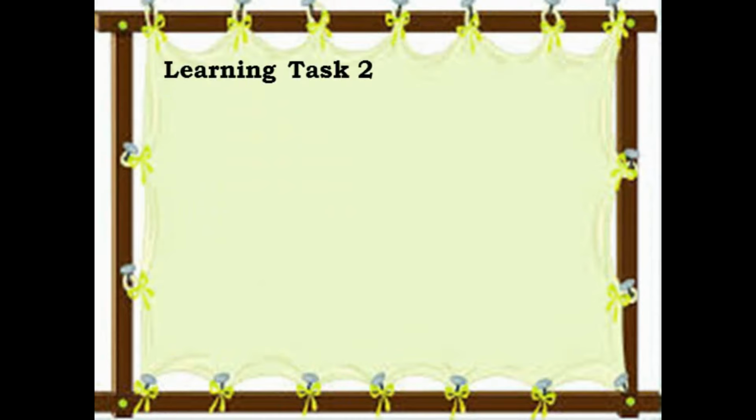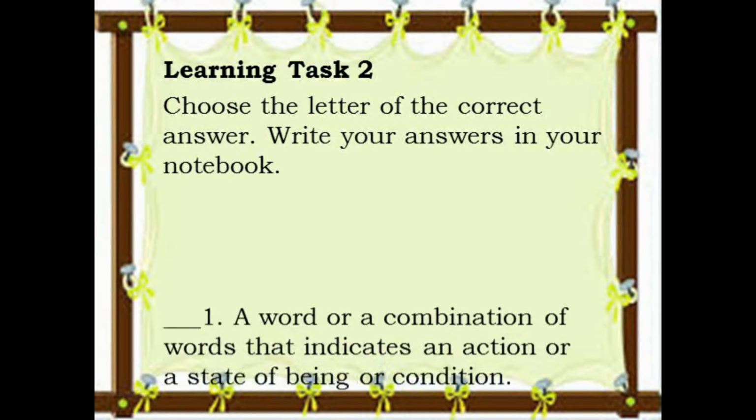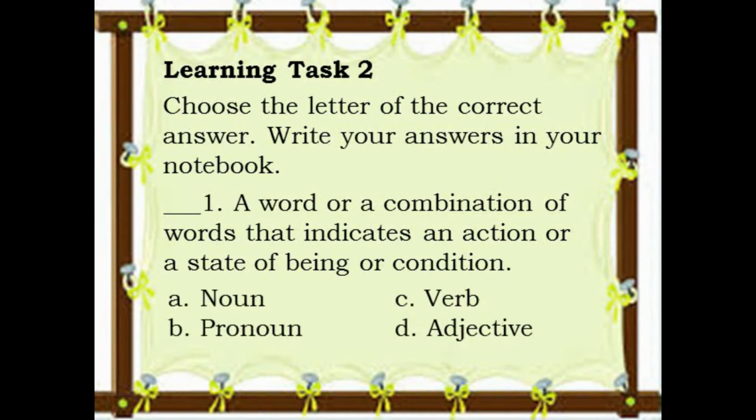Let's have the learning task number 2. Choose the letter of the correct answer. Write your answers in your notebook. 1. A word or a combination of words that indicates an action or a state of being or condition. A. Noun. B. Pronoun. C. Verb. D. Adjective. What's your answer? Yes, it's letter C.